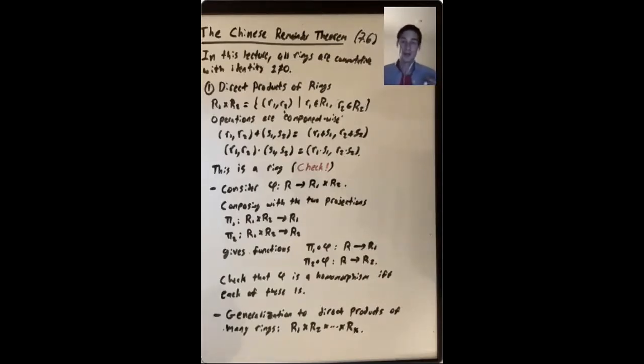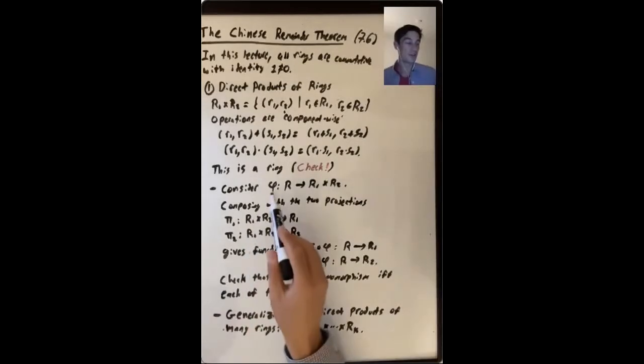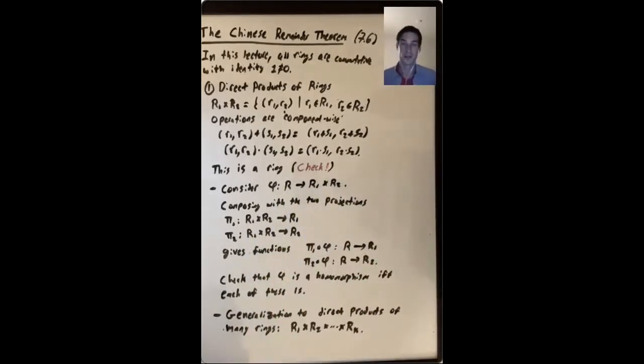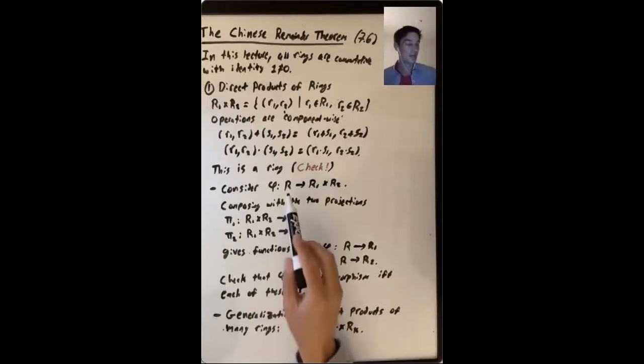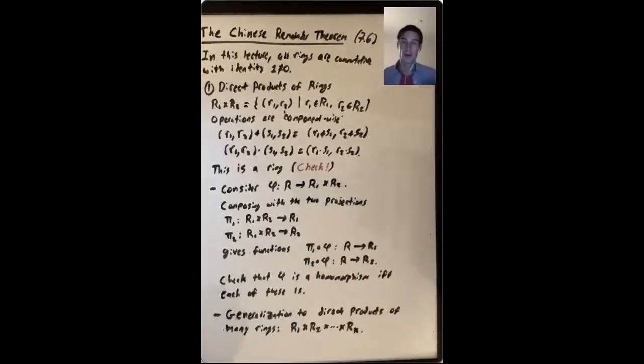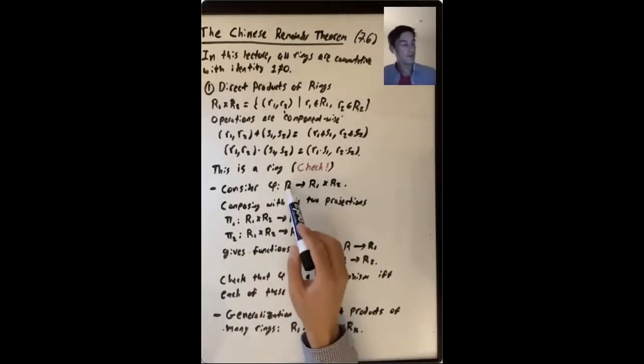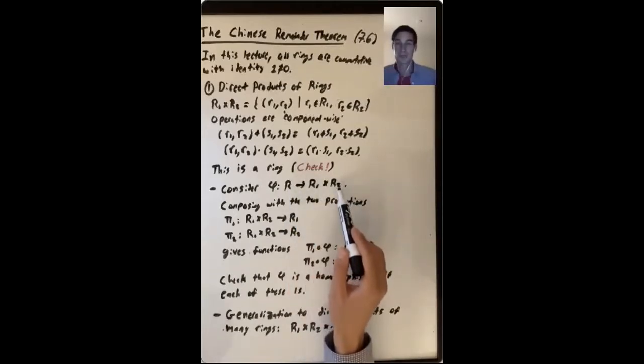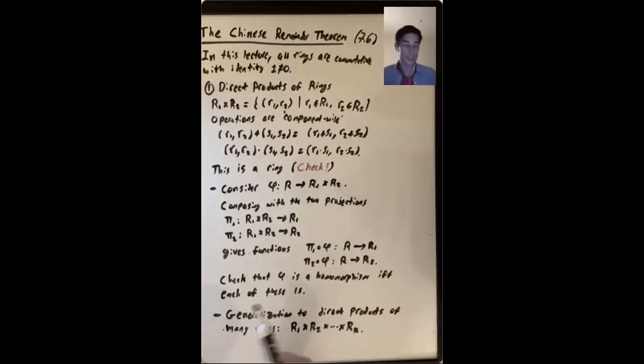Okay, so the next thing that I want to talk about is homomorphisms from a ring to a direct product of rings. The idea is that you can check if a function is a homomorphism by looking at what it does inside of each component. Making that more precise, we have this function phi that goes from R to R1 cross R2. And there are these two projection homomorphisms from R1 cross R2. The first one, the projection pi1, goes to the first factor R1, and the second one, the projection pi2, goes to the second factor R2. It just takes the pair (a, b) to a in the first case and to b in the second case.